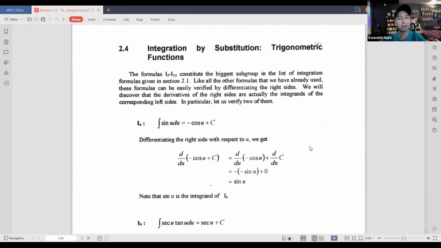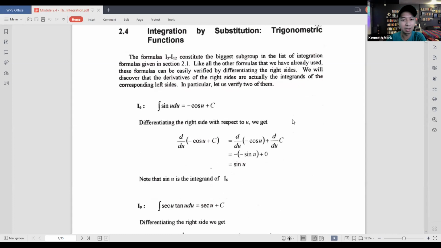And so we will have our part 2, or this is the second half of our module 2. So continuation lang ng general formulas of integration. But in this case, we will integrate by substitution using trigonometric functions. So the same with the previous formula for integration that we used for the first part, that is your I sub 1 to I sub 5.